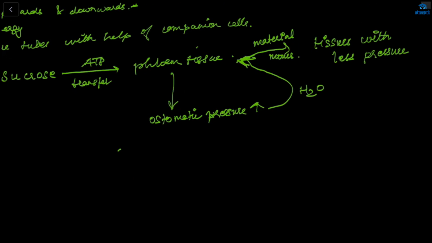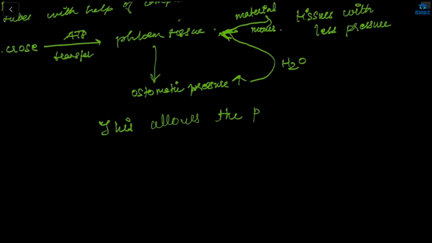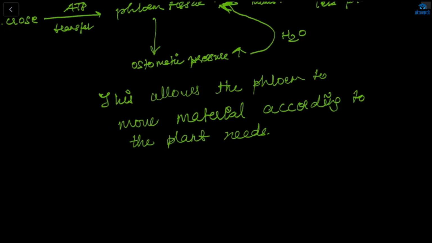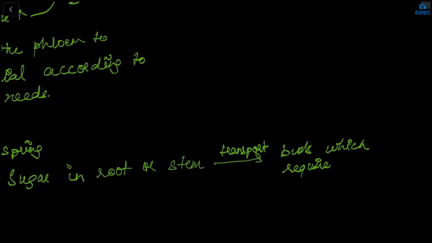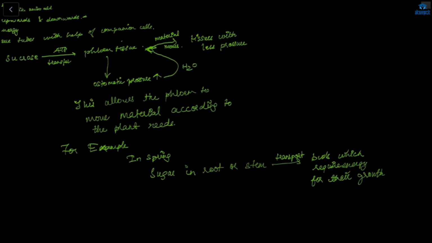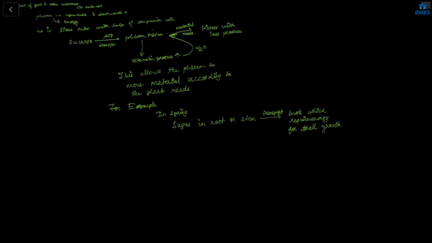So this will allow the plants to move materials according to the plant's need, with these phloem tissues. For example, in spring, sugar in the stems and roots will be transported to the buds, which require them. Why do they require it? Because they need energy for their growth. Okay, so we have completed this transportation in plants.